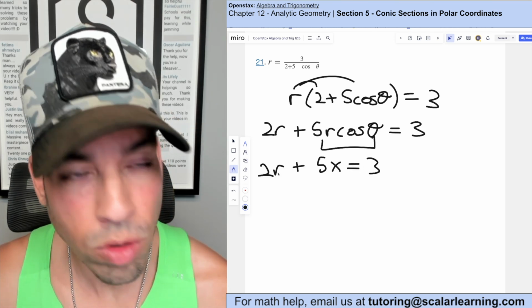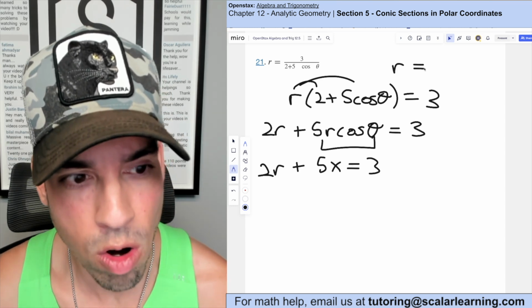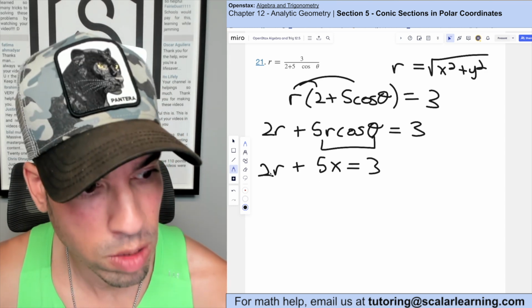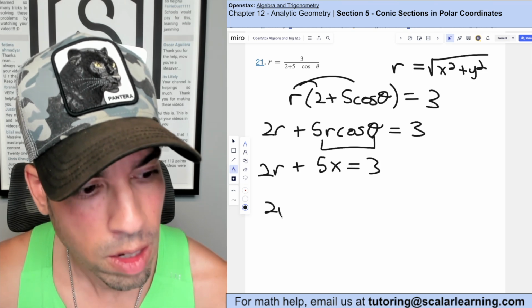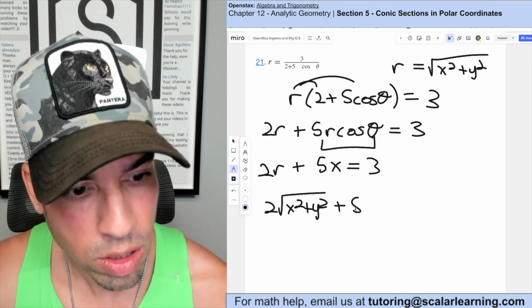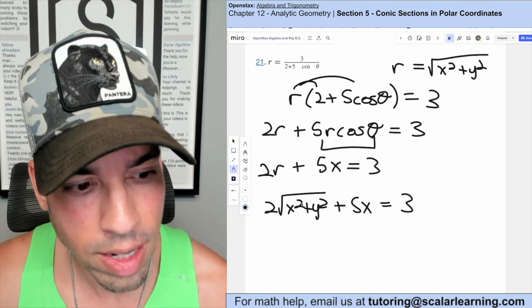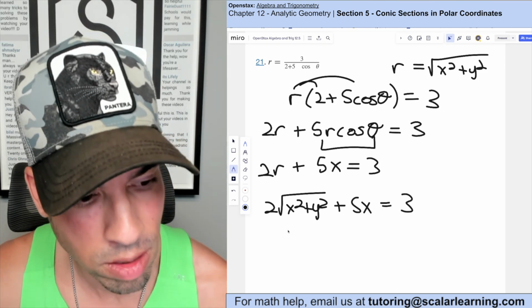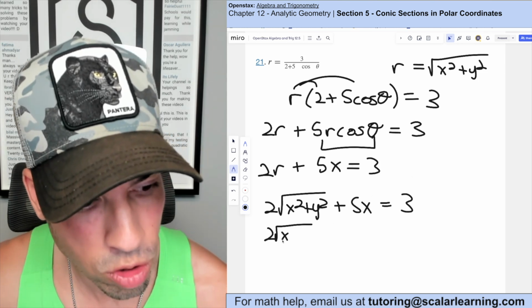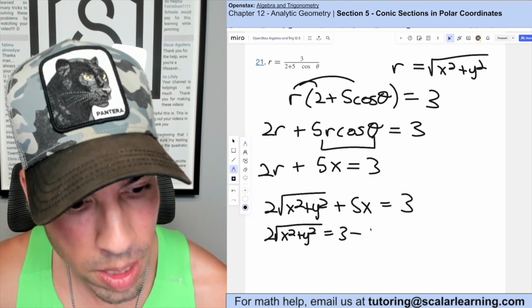And now I also know that r squared is equal to x squared plus y squared, which means r, therefore, is equal to the square root of x squared plus y squared. So let's plug that in there. So I've got 2 times the square root of x squared plus y squared plus 5x is equal to 3. What I'm going to do next is try and isolate the radical. So I'm going to add 5x to the other side, or subtract 5x, I should say. So I've got 2 rad x squared plus y squared equals 3 minus 5x.